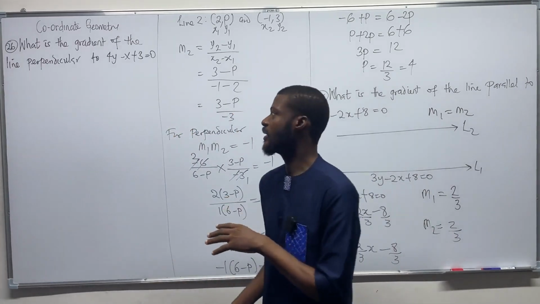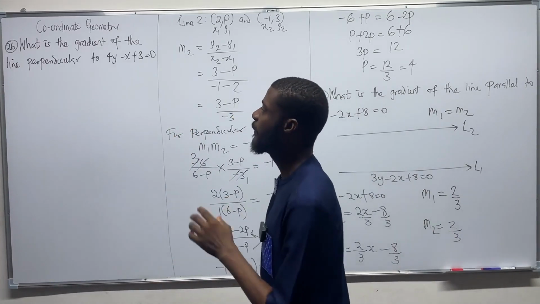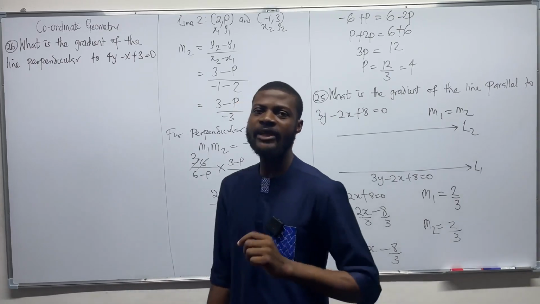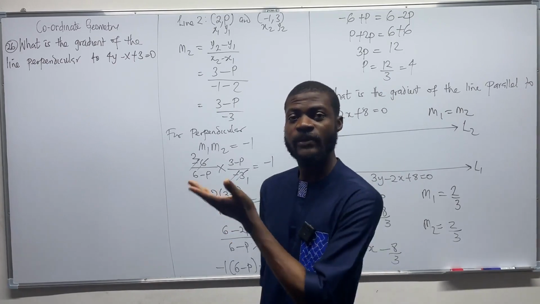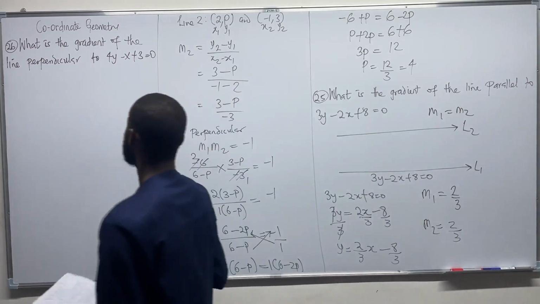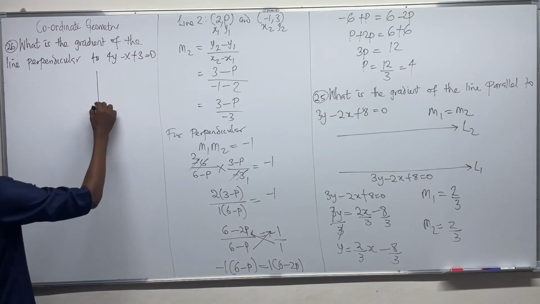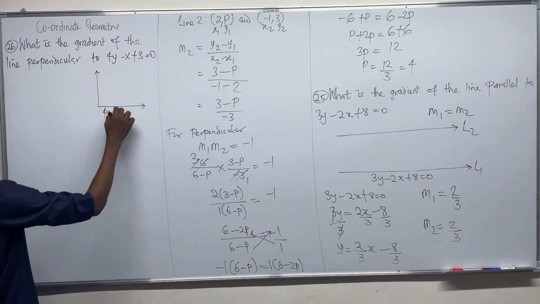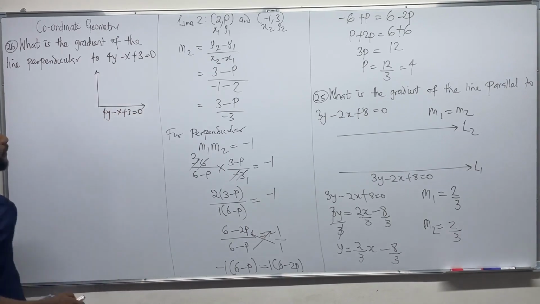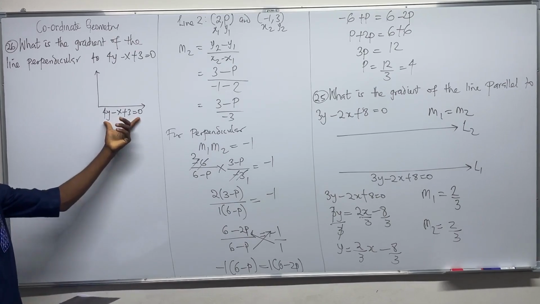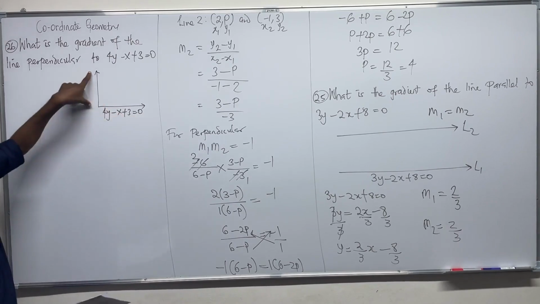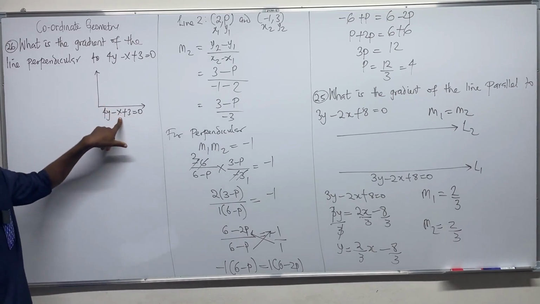This question says, what is the gradient of the line perpendicular to 4y minus x plus 3? This looks a little bit different because it's perpendicular, but it's still the same. Say we have perpendicular lines like this. We're given the first equation as 4y minus x plus 3 equal to 0, the equation for this line. But the question does not say we should find the gradient of this line. It's saying find the gradient of another line that's perpendicular to it. So you have to be very careful.